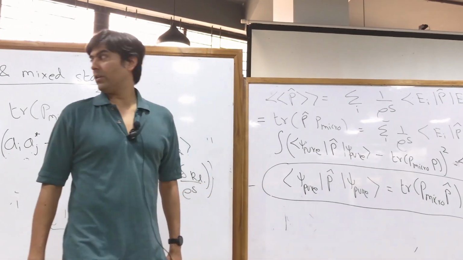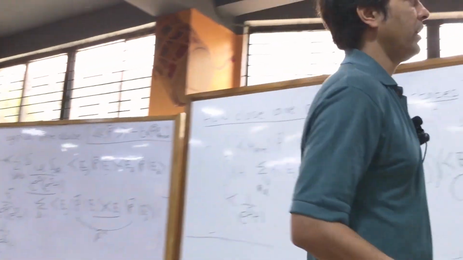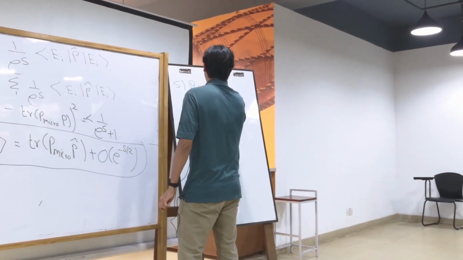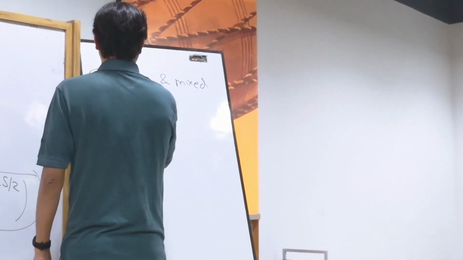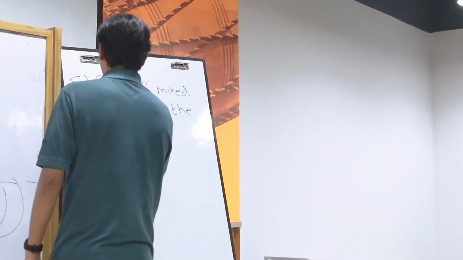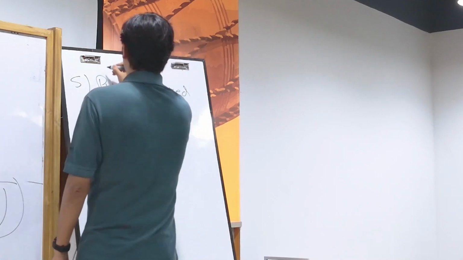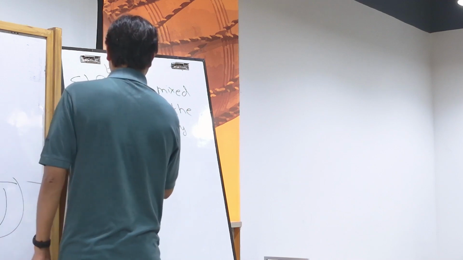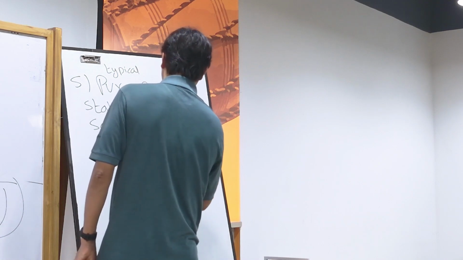And if this is not clear, please ask me. I'm going to write one more bullet point here. This is the bullet point for today's talk: that typical pure and mixed states are the same for any observation. I'm going to say some more things.